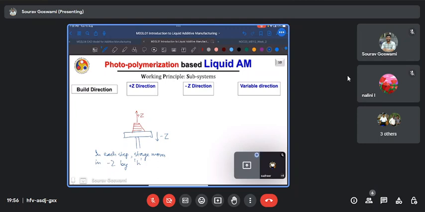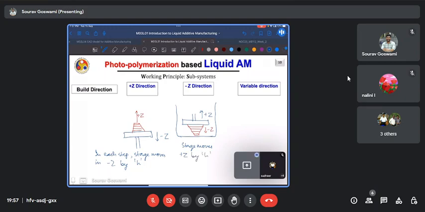In the case of a build along the negative z direction, say again we have a VAT photopolymerization case, and this time I'm pulling the stage upwards. So the stage travels in the plus z direction so that my build is occurring along the negative z. And the stage will move along the plus z direction by h in each step.